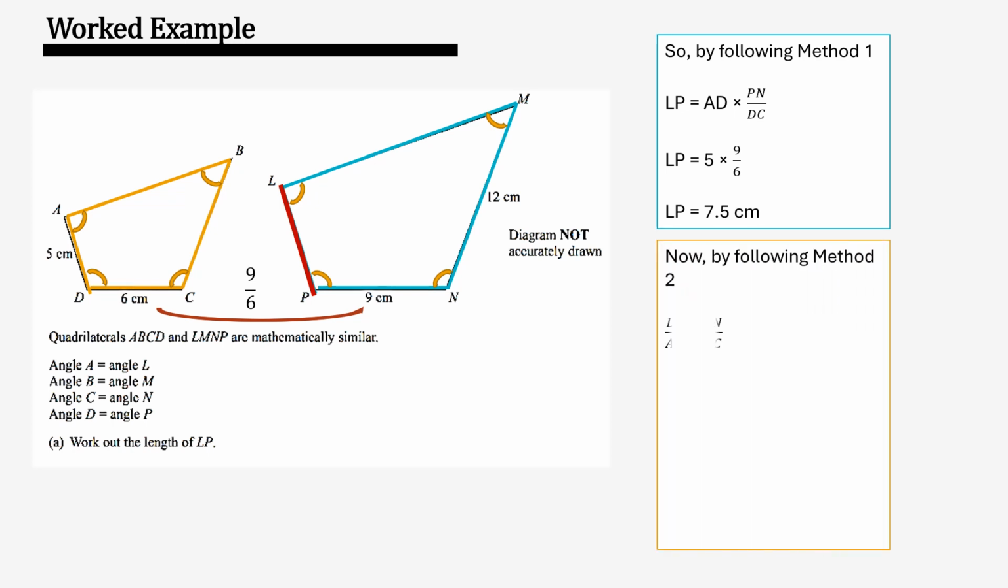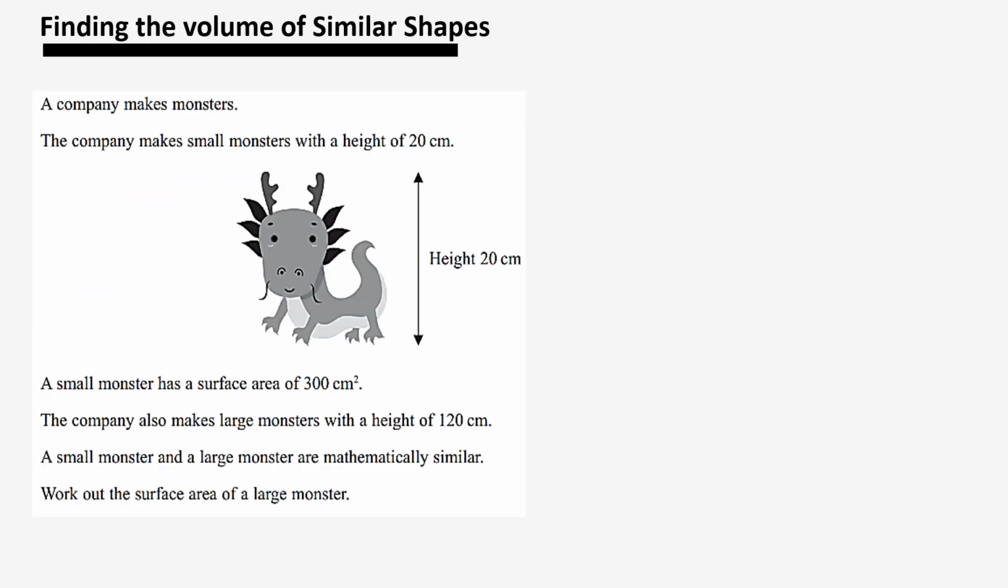My method 2 goes like this. LP divided by AD is equal to PN divided by DC, where LP is my x value, which I'm trying to find out. The length of the bigger shape divided by the smaller shape is 9 over 6, and then times 5, the answer will be 7.5 centimeters. So you can see the same formula with the two methods gives the same answer. All this time we were trying to find the length of similar shapes.